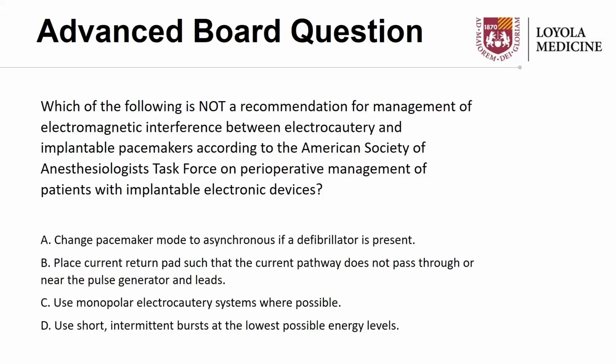Does anybody know? I think I hear C up top there. So that is correct. So as we read before, monopolar electrocautery systems should be avoided if possible. But if used, B would be true and D would be true as well, and A is true. So for this answer, you can kind of eliminate to get to C.